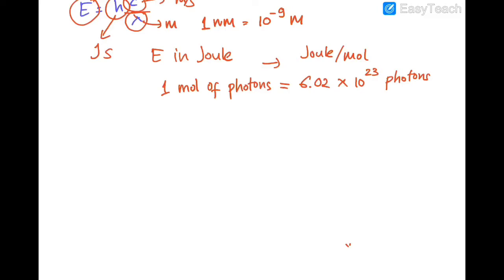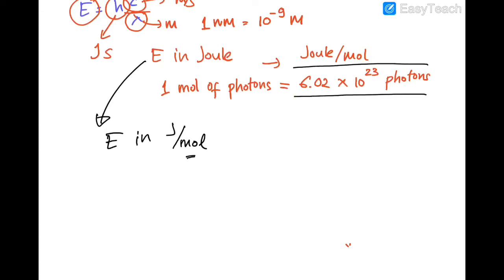Therefore, if you are asked to calculate the energy in joule over mole, meaning that you are trying to find the energy for this many photons, you have to multiply the energy that you get from hc over lambda with what we call the Avogadro's number, but we're going to talk about this more in the next segments.